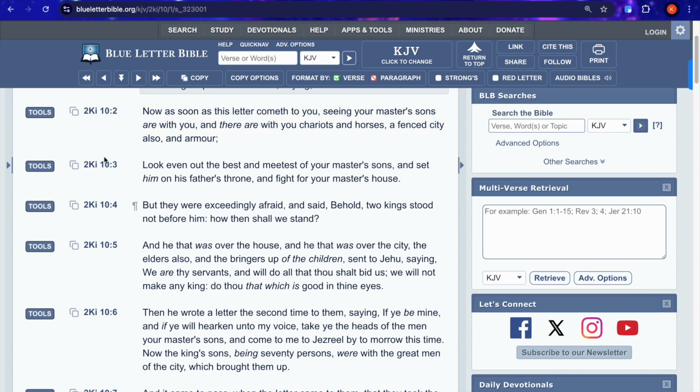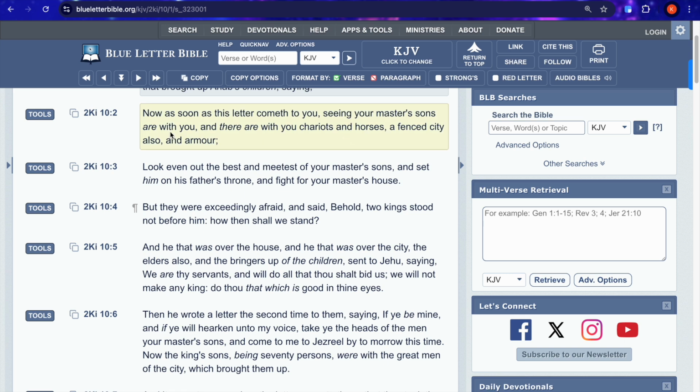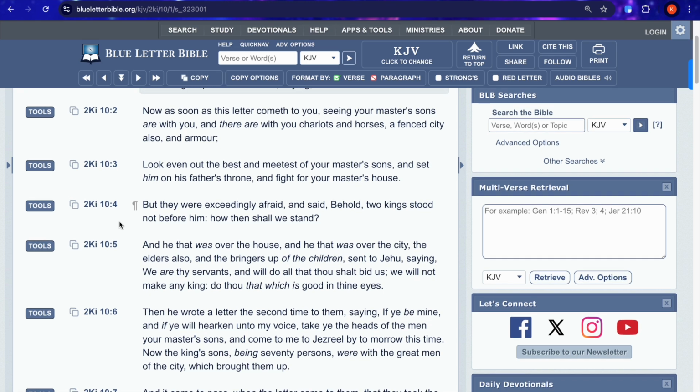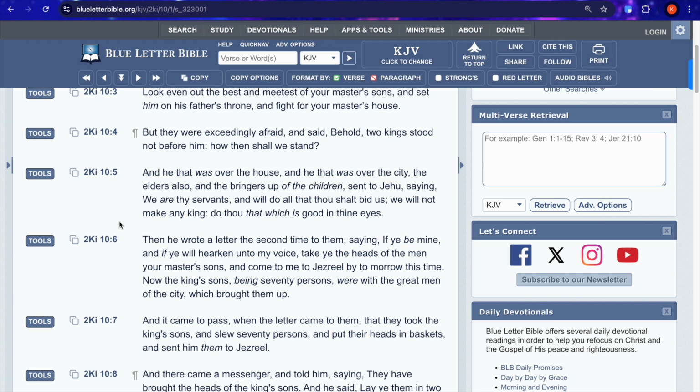So here basically he's saying, you guys have all the stuff you need, right? You also have the sons of your master, Ahab's descendants. So go ahead and prepare yourselves and get ready to fight and defend them. But they were exceedingly afraid, and said, Behold, two kings stood not before him. How then shall we stand? They're referring to Joram and Ahaziah. They're saying, look, if even two kings, the king of the northern kingdom and the southern kingdom, could not survive against this guy, how are we going to stand a chance against him?